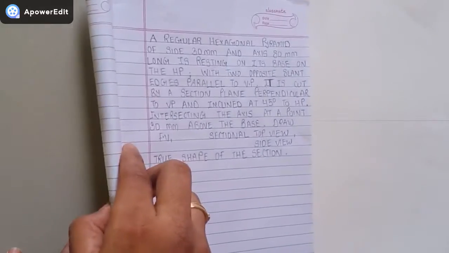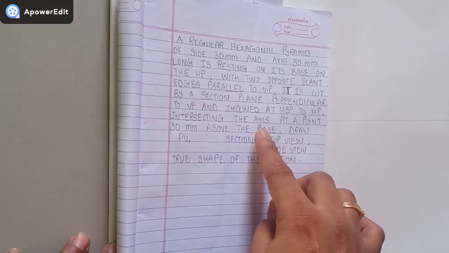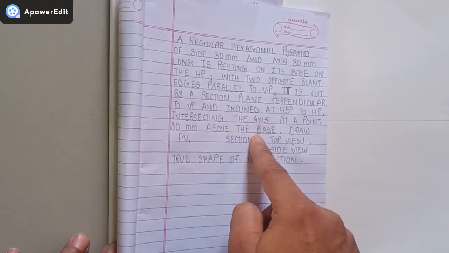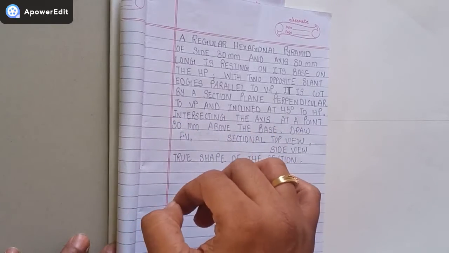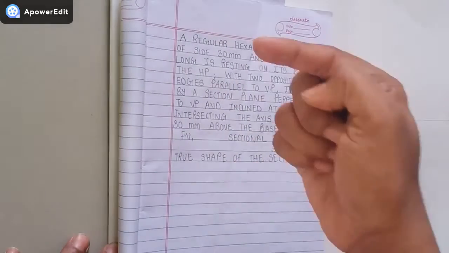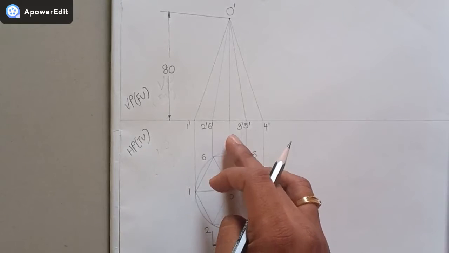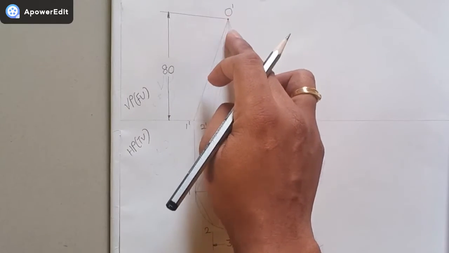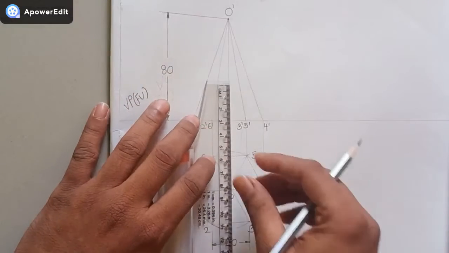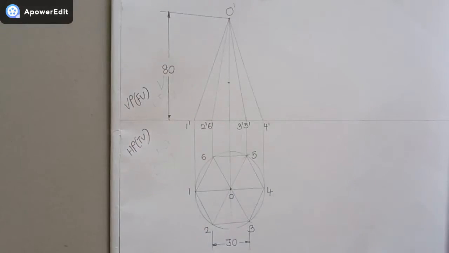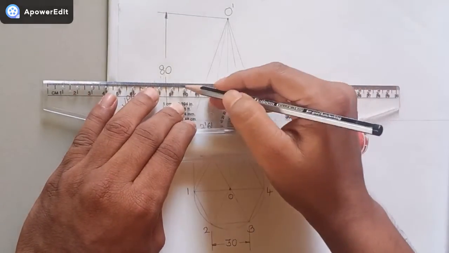Now let us see what is the position given in the problem. The position is intersecting the axis. So it is clear that it will be placed on the axis, but at a point 30 mm above the base. So we have to mark the cutting plane at a point 30 mm from the base. So let us move ahead for doing that particular step. What I am going to do is mark a 30 mm point on the axis line. The axis line is nothing but the line which is passing through O dash. Now I'll mark a point 30 mm from the base. I have marked a point 30 mm from the base. Correspondingly, I'll give the dimensions to that.